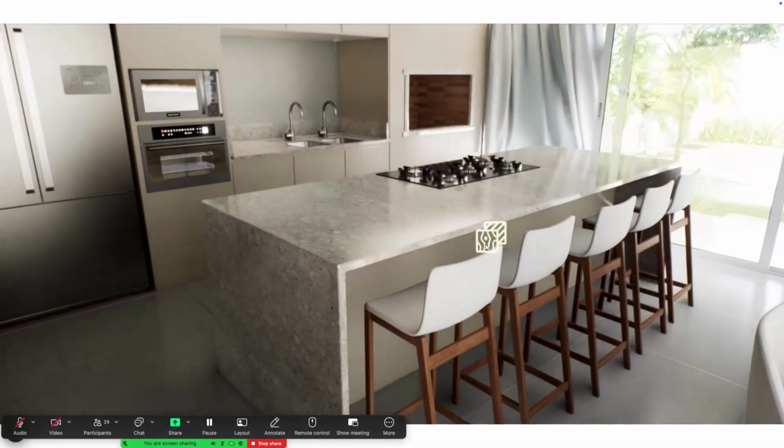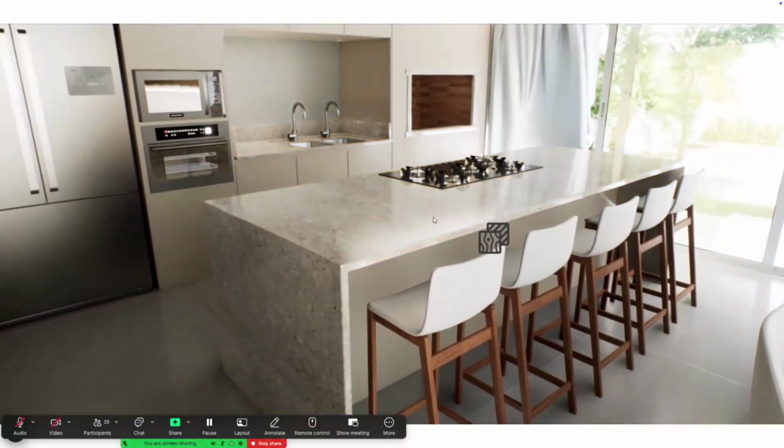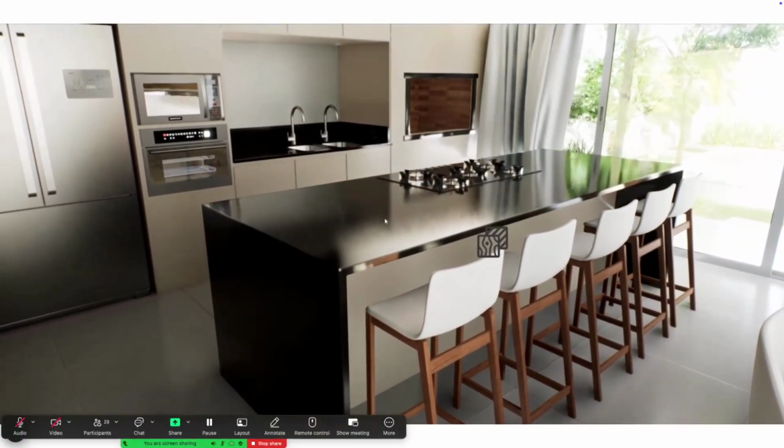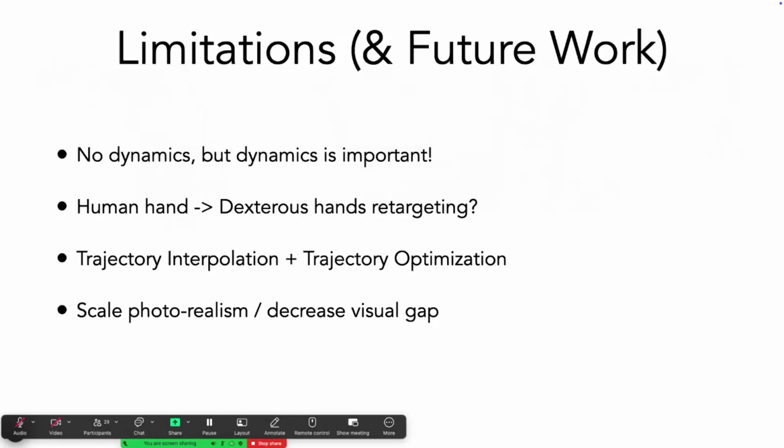I'll stop here. This is just another scenario where, again, you would have the system modified to do domain randomization for, let's say, your kitchen. And again, the objective is to get your robot in your house to be able to reliably perform that task.